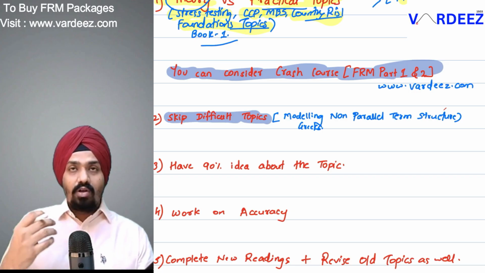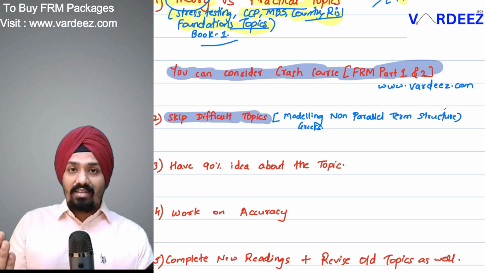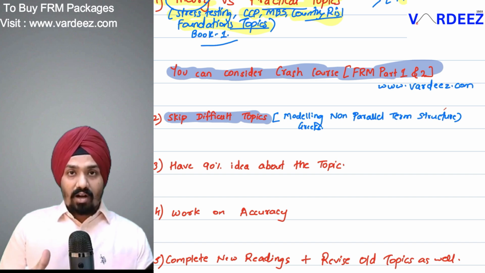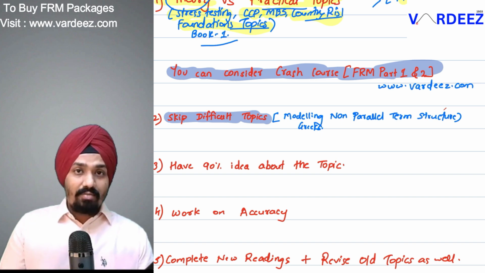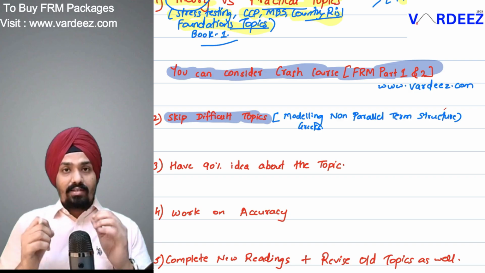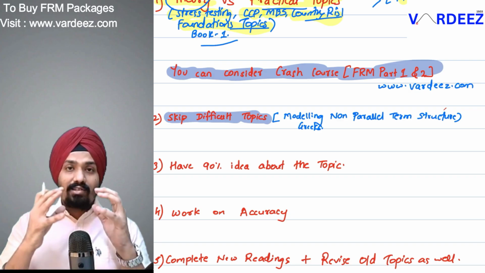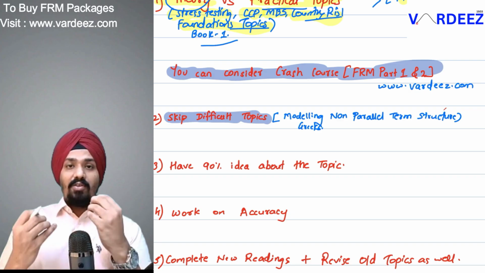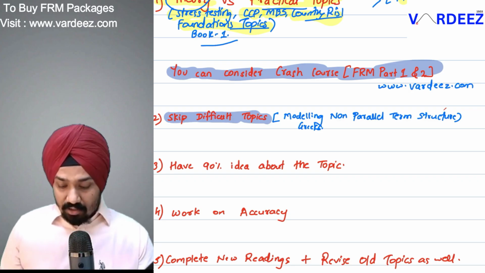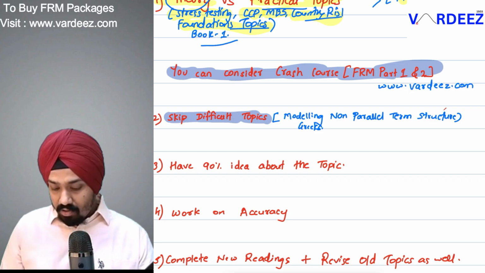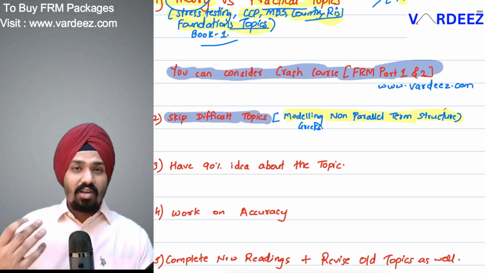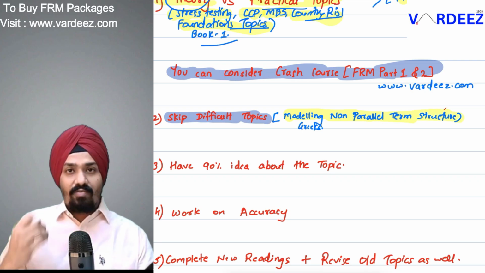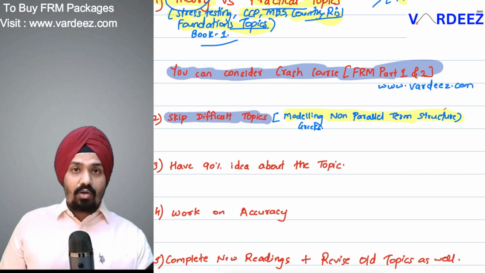So just to give you a little example, on the exam there are going to be 100 questions for Part 1, and you have to get 70% right to pass the exam, right? So if you look at it, we have 30 questions as room for error. So maybe if you skip, let's say, a very difficult chapter, here I will say you can skip, let's say, modeling non-parallel term structure, which many candidates find very technical and very difficult when they study it.